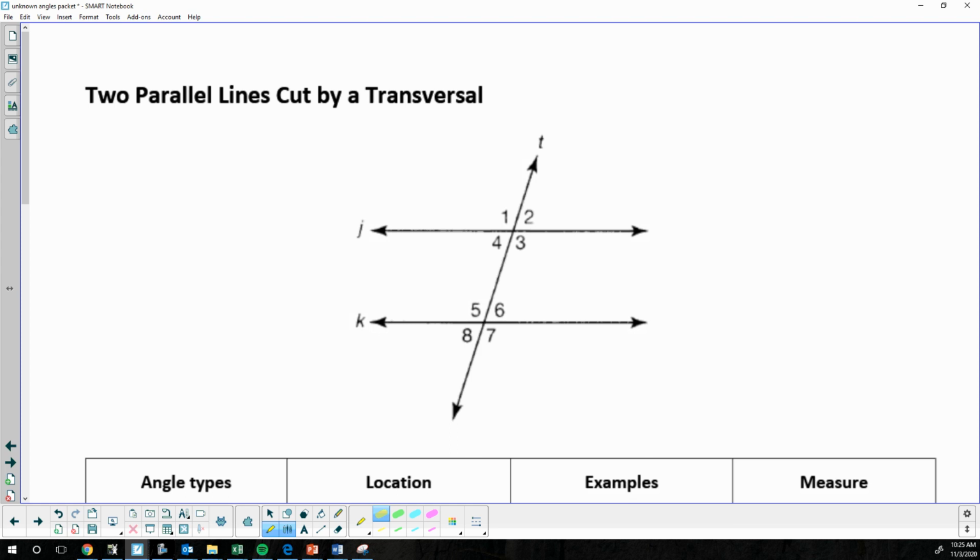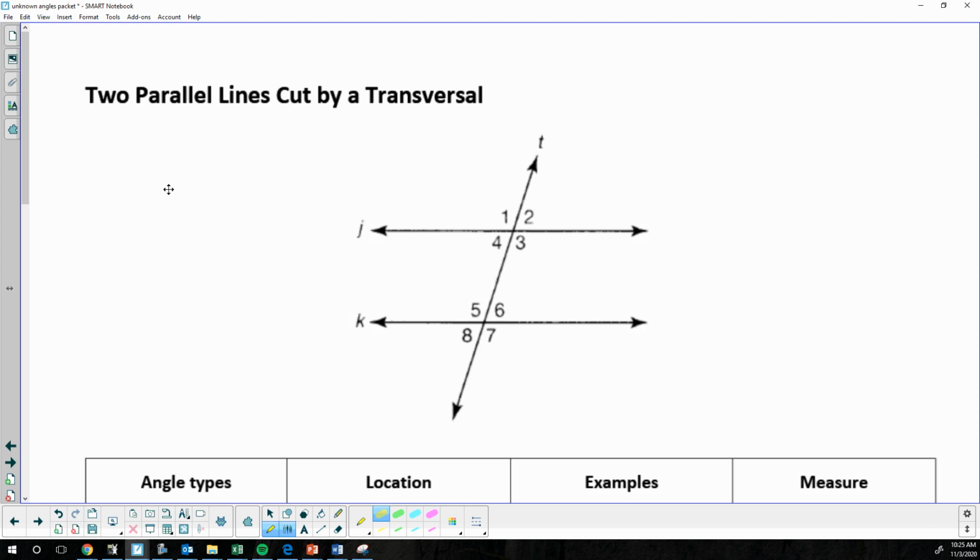Okay, math notes for today. While you're watching this video, please have page 9 from the Missing Angles Unit packet open so that you can write the notes as I do.